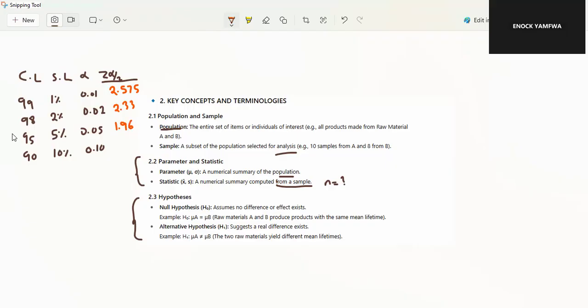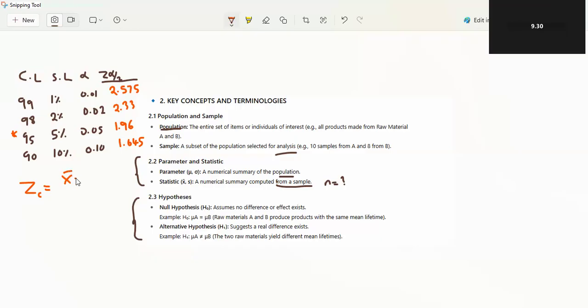1.96. And this is a standard one, okay? The most common, 95%. Then 90%, what is our Z? 1.645. So these are our Z values. Then what is the formula for the critical value of Z calculated for a sample?